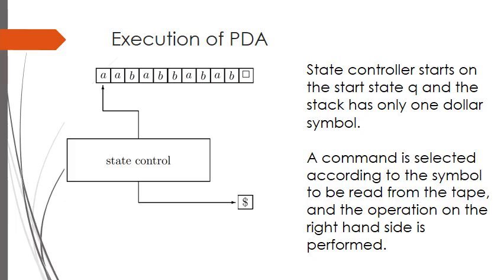1. Which state is the state controller in? 2. What is read from the tape? 3. What is popped from the stack? Then the working steps the selected rules say are continued.